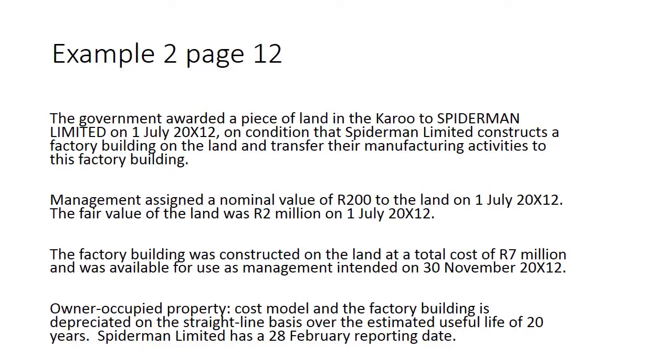Now, management assigned a nominal value of 200 Rand to the land, and on 1 July X12, the fair value of the land was 2 million. The factory building was constructed on the land at a total cost of 7 million and was available for use as management intended on 30 November 2012. Owner-occupied property is based on the cost model, and the factory building is depreciated on a straight line basis over the estimated useful life of 20 years, and Spider-Man Limited has a 20 February reporting date. Here, that estimated useful life is also our paragraph 12, systematic basis.